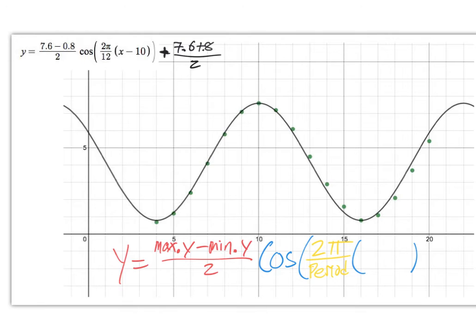I'm going to keep going. We're going to have x minus, and I'm going to describe this as the x coordinate of the maximum, and that could be any maximum because these repeat themselves. And then finally, we need our midline, which is going to be the max y plus the min y, sorry for the tiny writing, divide by 2. So it's the average of the highest and lowest point.